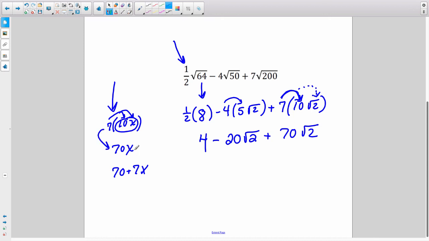So when you look over here at the radicals, it's the same story. They're connected by multiplication. So when you distribute, you only distribute to that 10. So now you have 70 radical 2's. Okay, I just wanted to point that out.